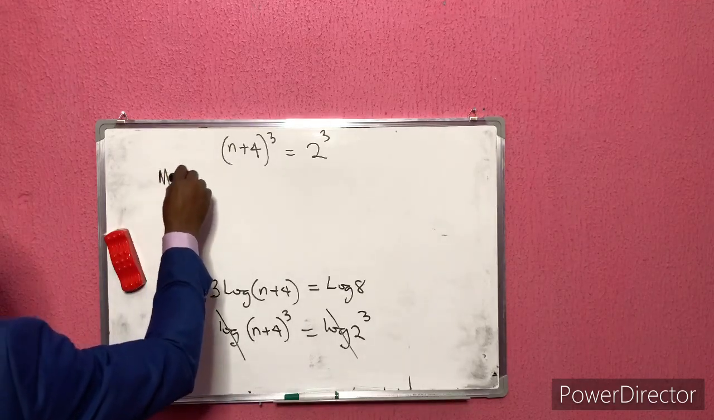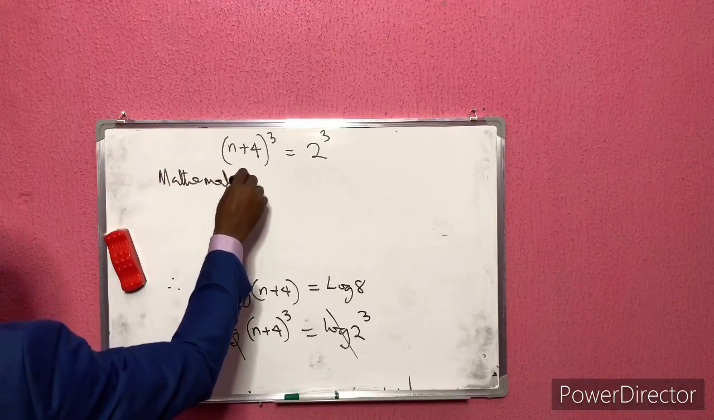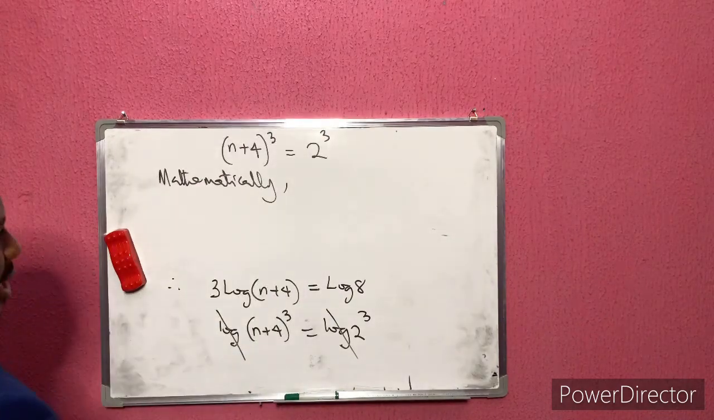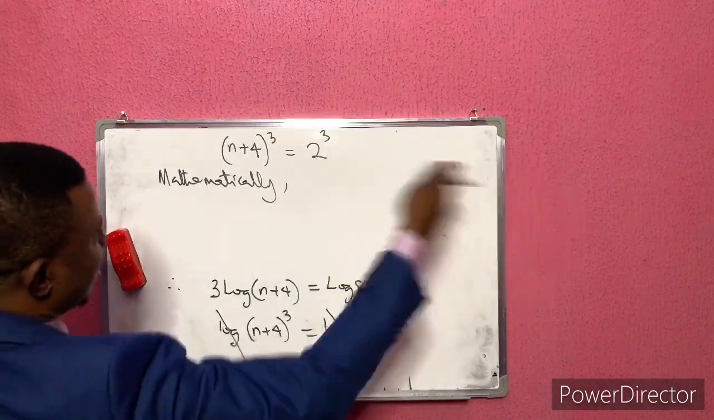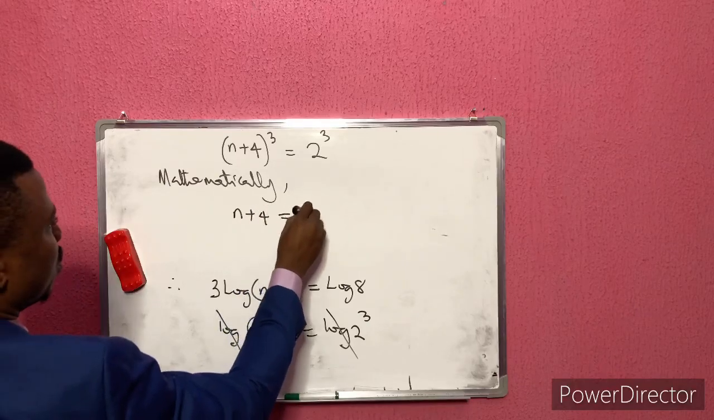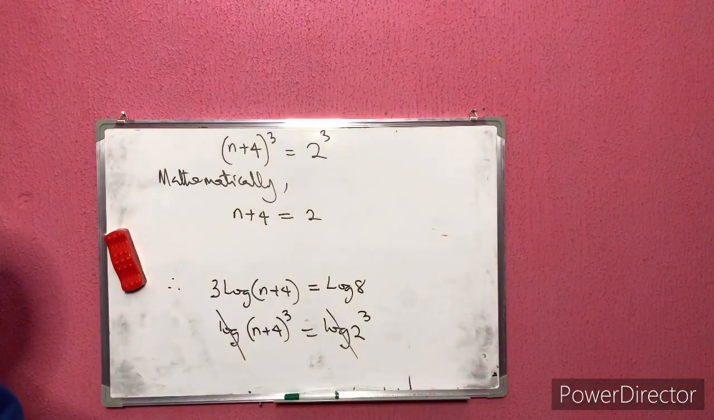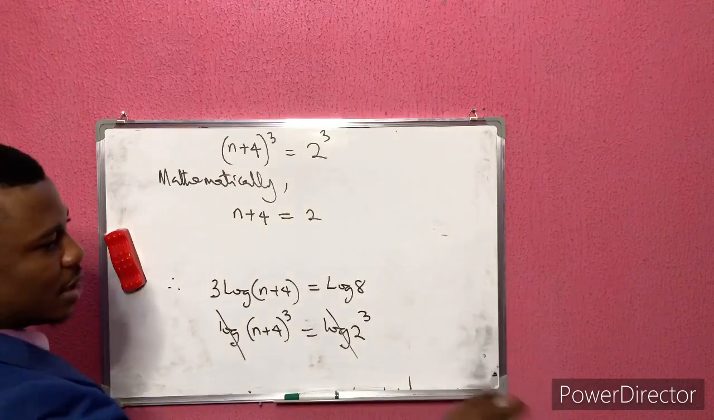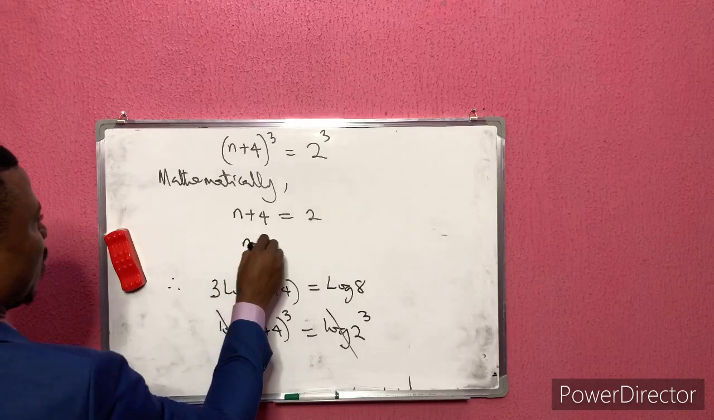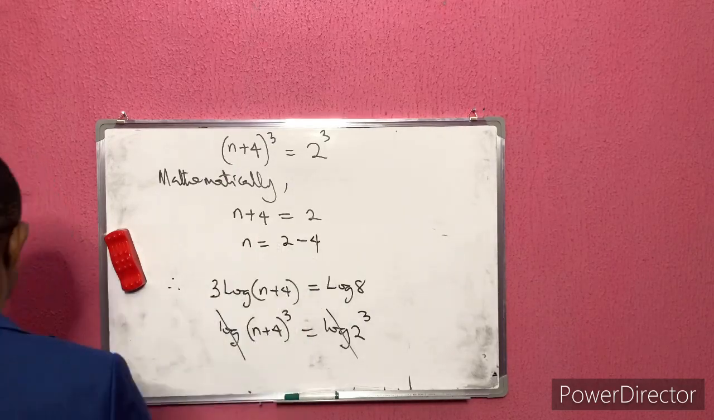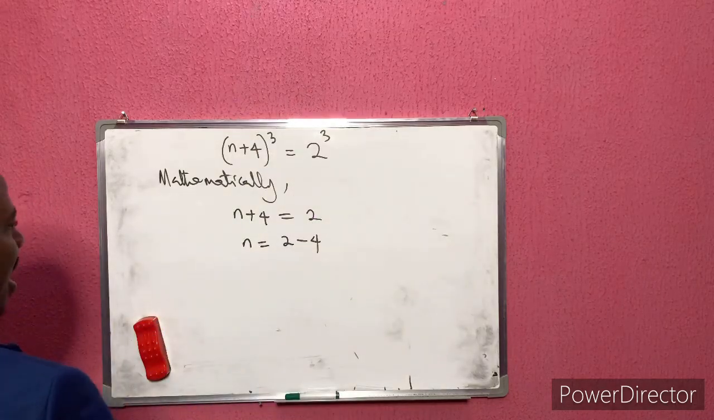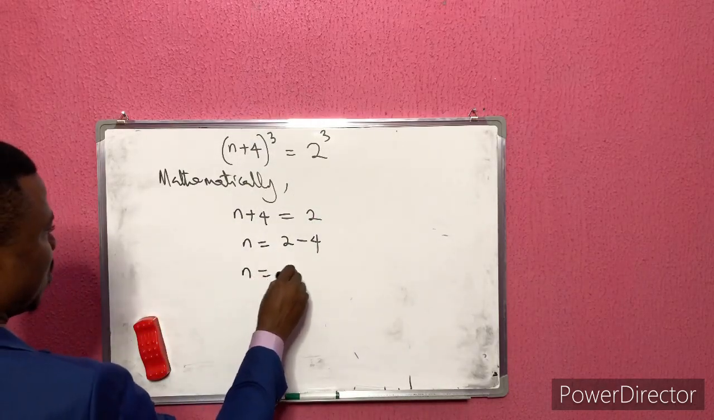Mathematically, since the powers are the same on the opposite sides, it implies that n plus 4 is also 2, because they are equal in all ramifications. So we say that n is equal to 2 minus 4. When I move 4 to this side, I'll have n is equal to minus 2. Answer.